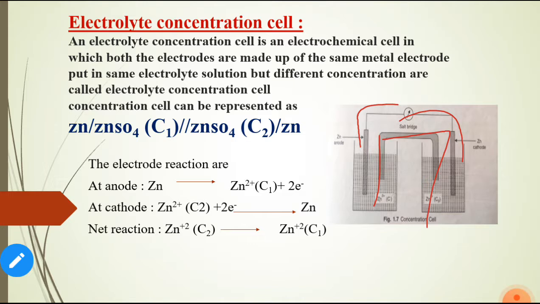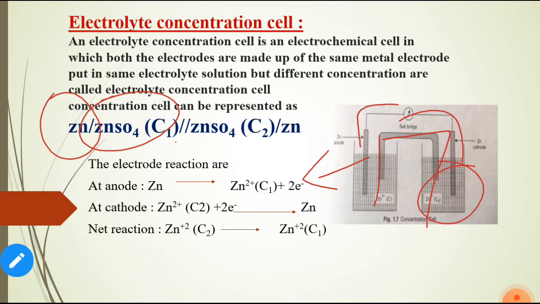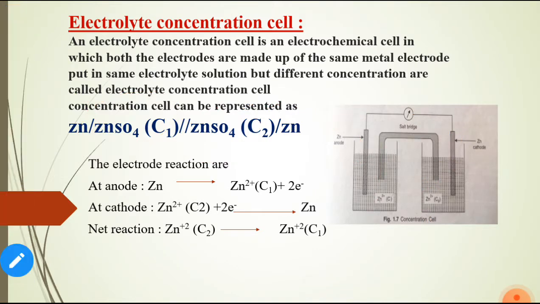Then how do we represent the cell? Here we have taken a zinc rod, a zinc electrode, dipped into the zinc sulfate solution of C1 concentration. Then we have taken another zinc electrode, and the concentration of the zinc sulfate is C2. Then we have to see the redox reaction. For this redox reaction, anode and cathode are taken.